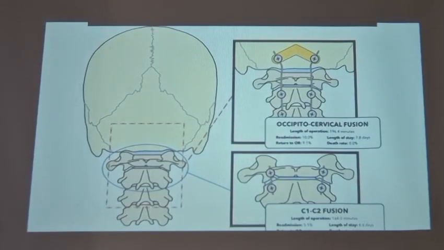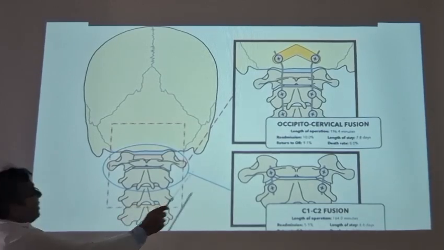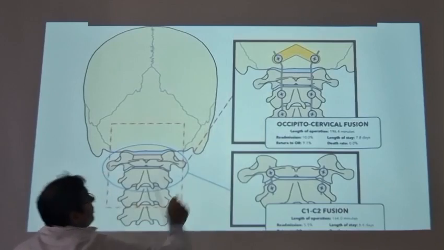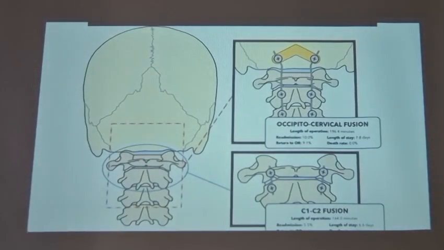Another technique is the occipital cervical fusion. In this technique, the screws are inserted in the occiput region and then connected to the fixed head. Where the condylar dislocation is too much, we have to go for this technique.